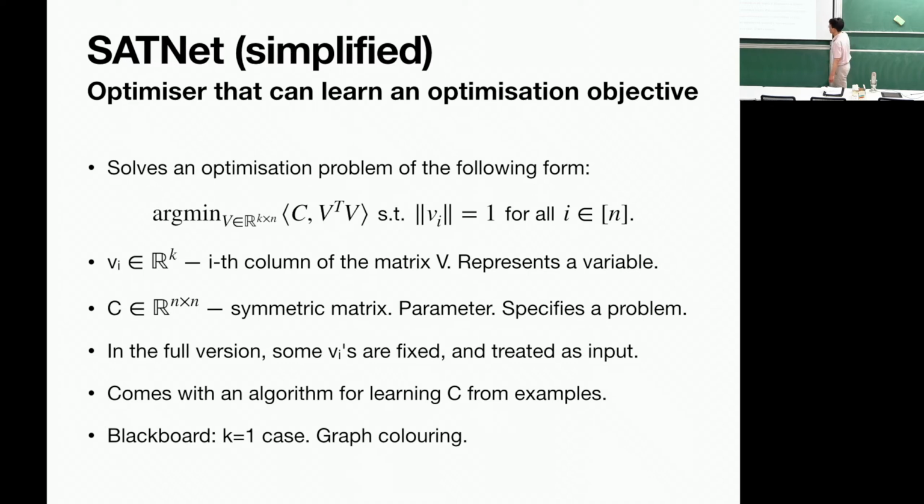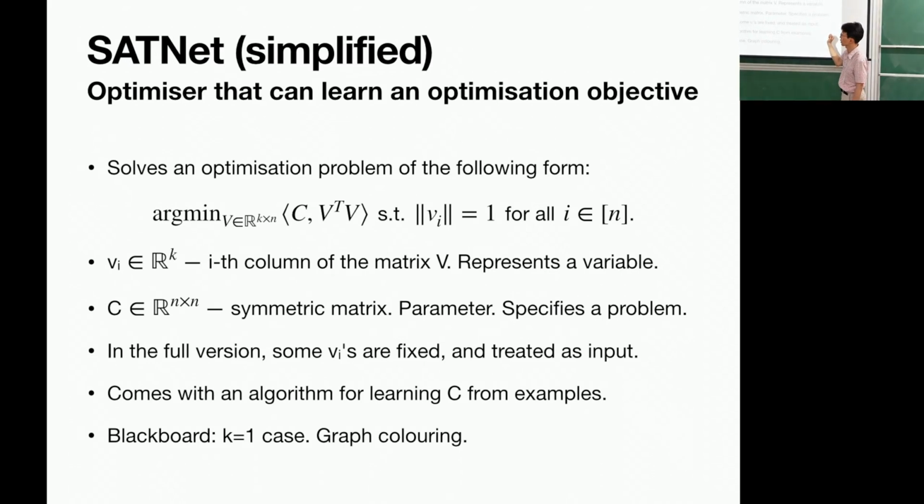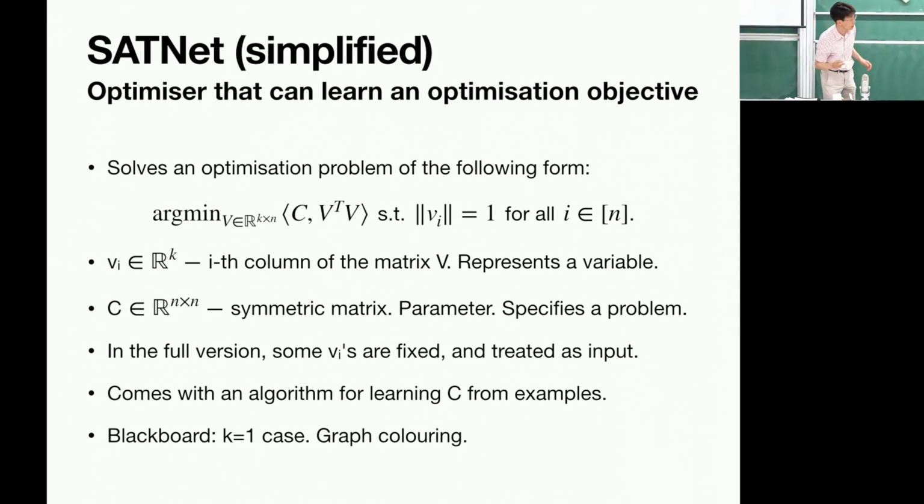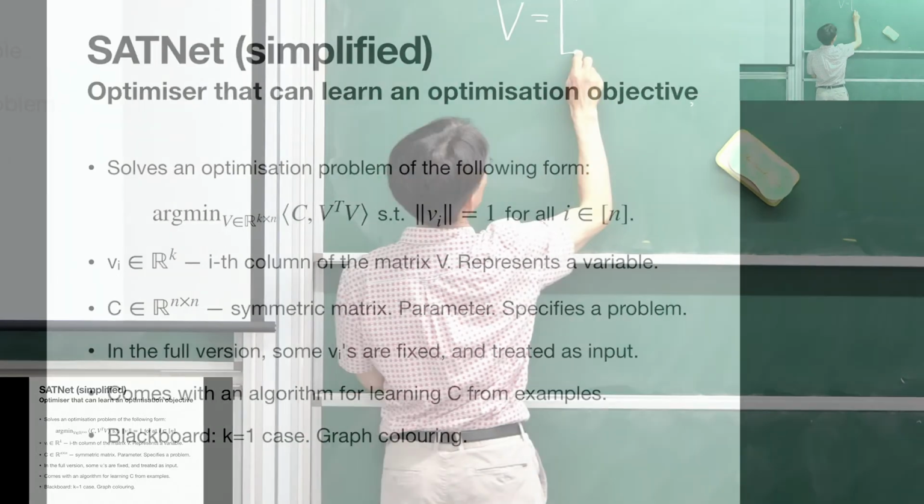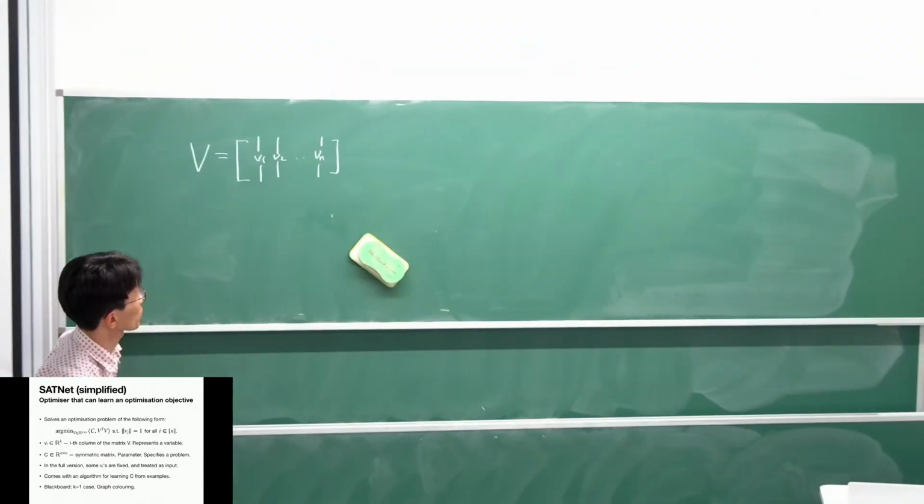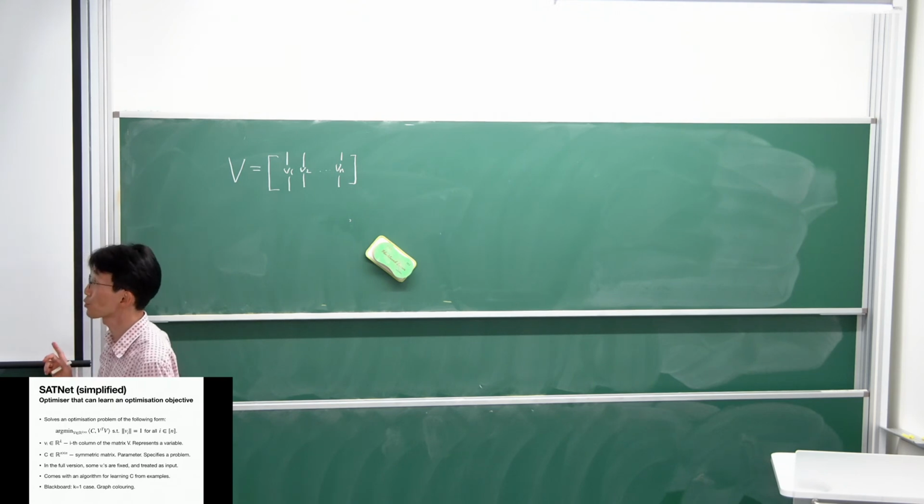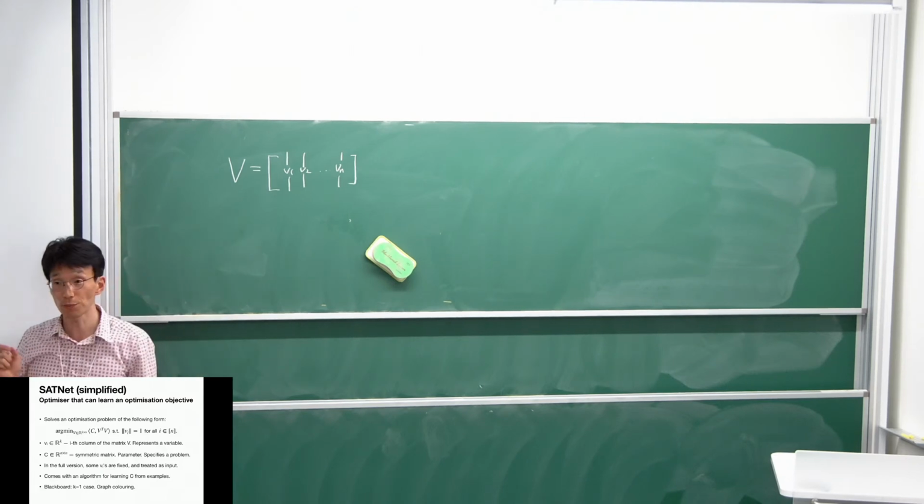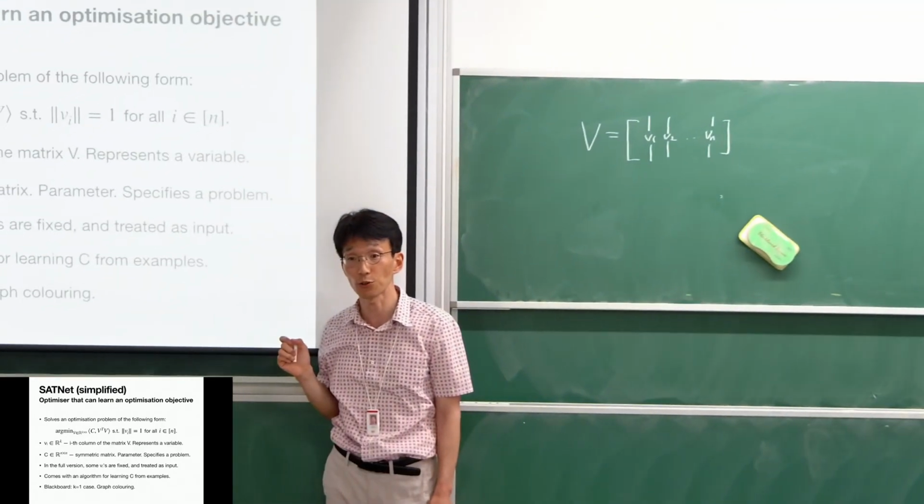So what it does, more precisely, is it's designed to solve an optimization problem of the form that you see on the screen. C is an n by n matrix, and V is also a matrix of size k times n. A good way to understand this matrix is to view it as n column vectors. If you prefer, you can set k equal to 1. There's another condition, which says that every variable vector should be on the circle, so its norm should be equal to 1.